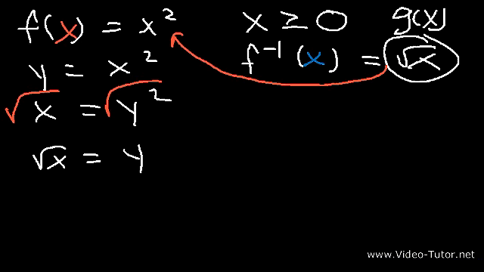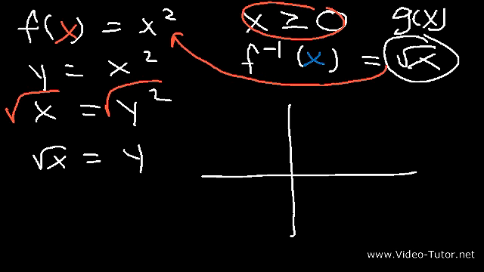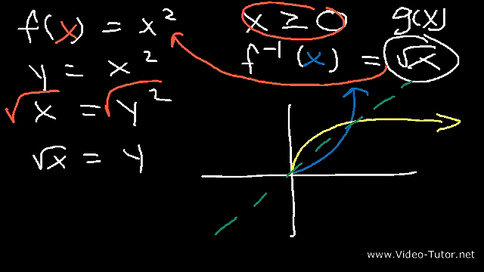But now let's graph these two functions. The right side of x squared looks like this. Let me use a different color. And the square root of x looks like that. As you can see, these two functions are symmetrical about the line y equals x. We can extend this further. So as you can see, two functions that are inverses of each other will always reflect across the line y equals x.